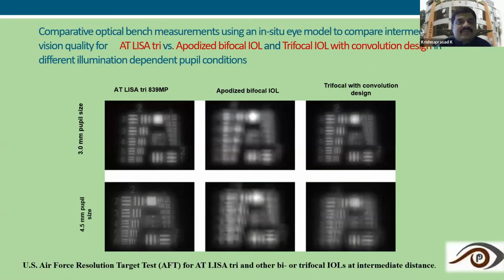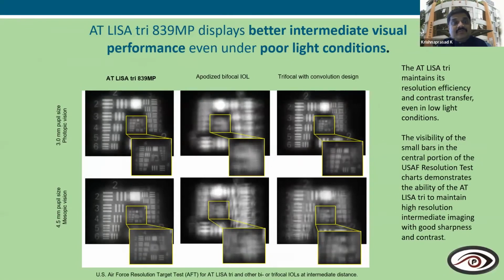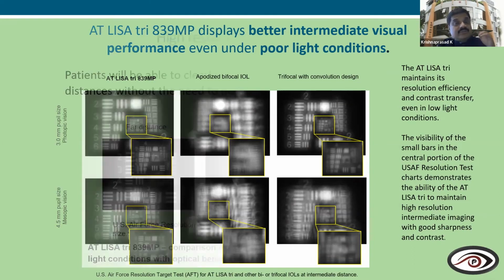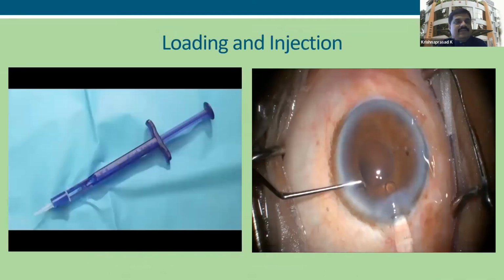This is just a comparison of this lens with other bifocal intraocular lenses and trifocals of other designs, how the lens behaves, especially with 3 mm and 4.5 mm pupil size. If you think about intermediate vision also at 3 mm and 4.5 mm, these lenses really work well, once again because of the asymmetrical distribution of the light. See, if the patient is seeing for distance and suddenly wants to focus back to near, this is how the lens definitely behaves compared to any other lens available in the market.